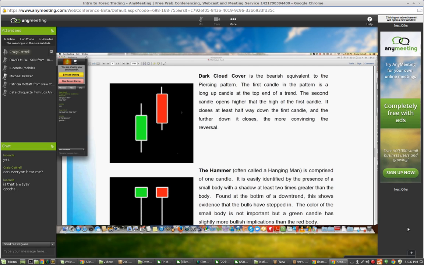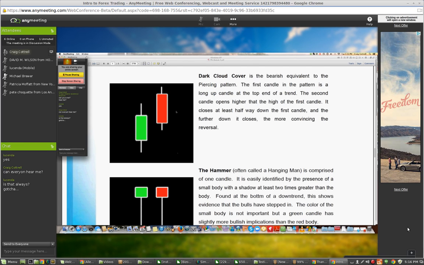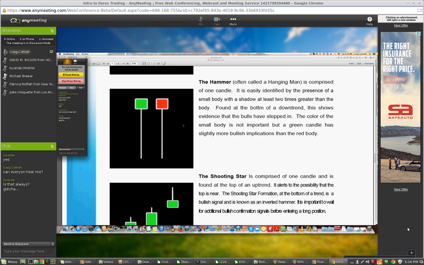And if you can read there, the dark cloud cover candle should close at least halfway down the first candle, and the further down it closes, the more convincing the reversal. So right here, about a third of the way down, like I said, I'd be a little bit more conservative. I would expect maybe another sideways moving candle, and then perhaps down to the downside. All right. The hammer, also a very good pattern that I look for a lot when I'm trading live.